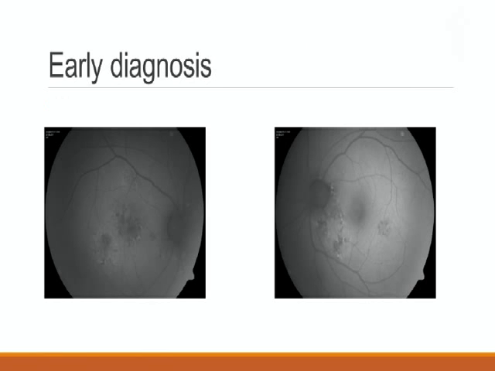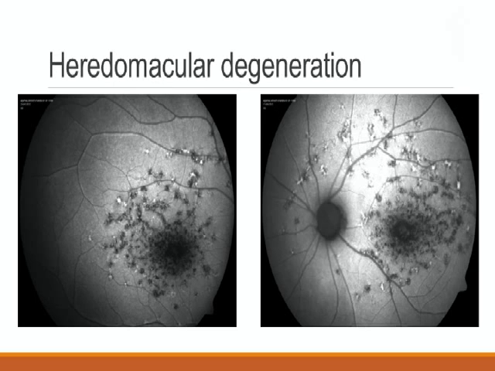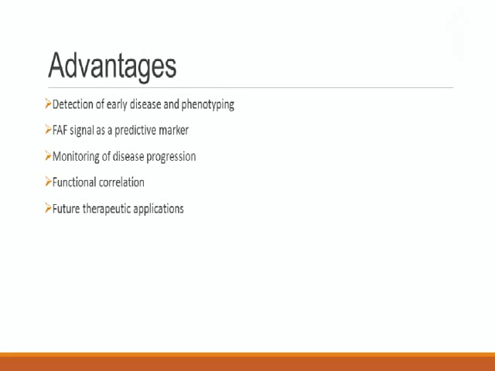Autofluorescence imaging helps us in the early diagnosis of the disease. It helps us to document the progression of the geographic atrophy. In heredomacular degeneration, it helps in the diagnosis. It also delineates more extensive areas of damage in macular dystrophies than fluorescein angiography. Thus, the advantages of autofluorescence imaging are detection of early disease and phenotyping. It acts as a predictive marker for the disease. It helps in the monitoring of the disease progression, for the functional correlation with the disease, and it can also be used for future therapeutic applications.